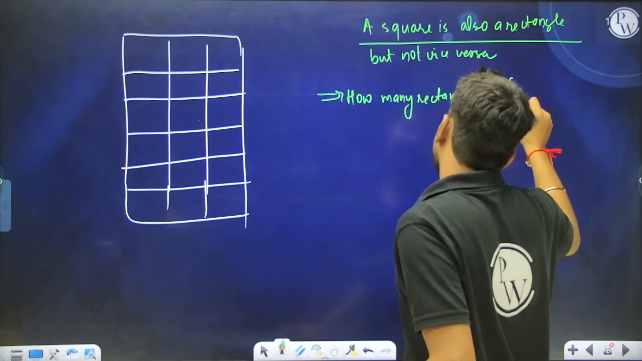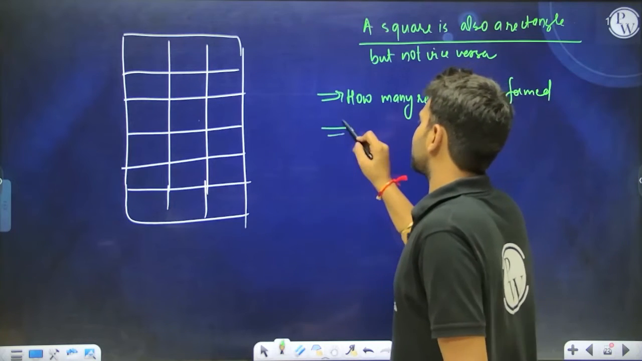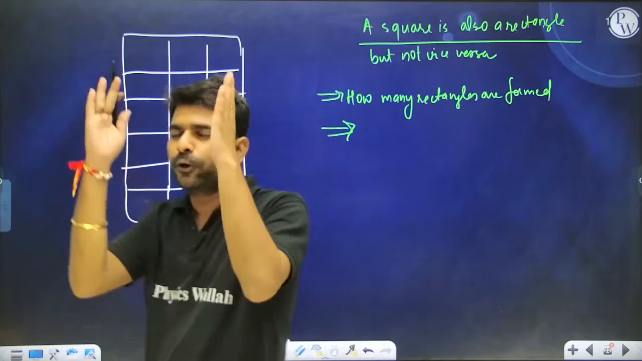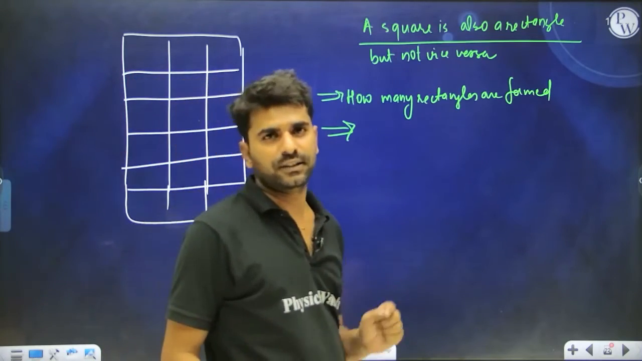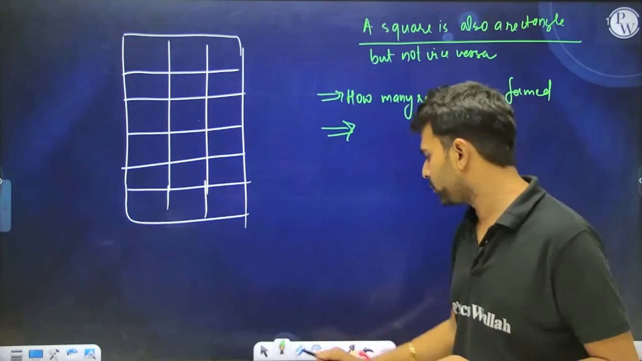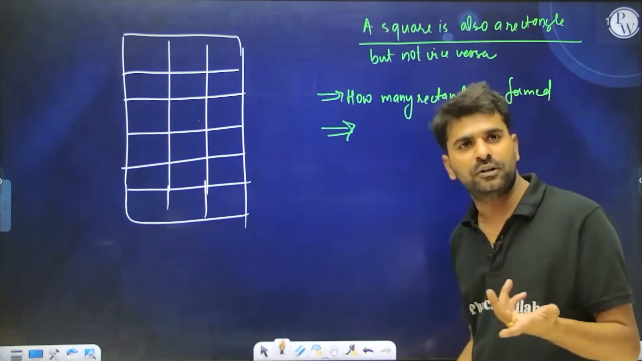How many rectangles are formed over here? So you will see over here that if I take any two vertical lines and any two horizontal lines, the rectangle is going to form. Yes or no? In order to form a rectangle, what you need is two horizontal lines and two vertical lines.